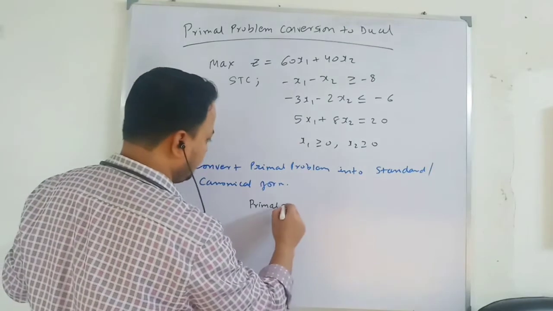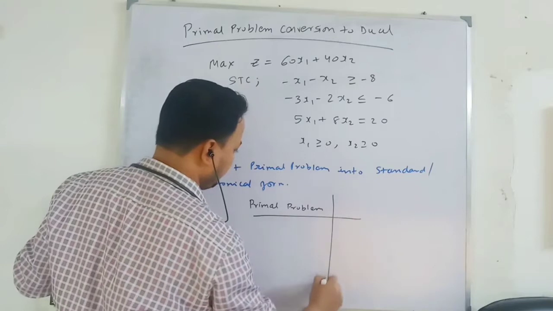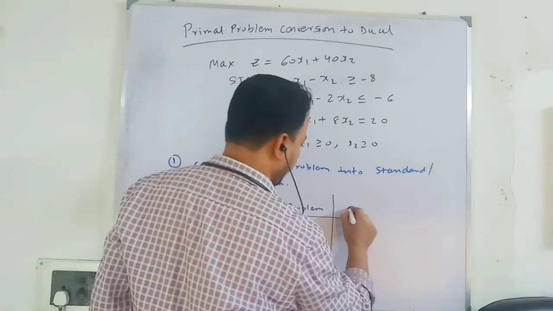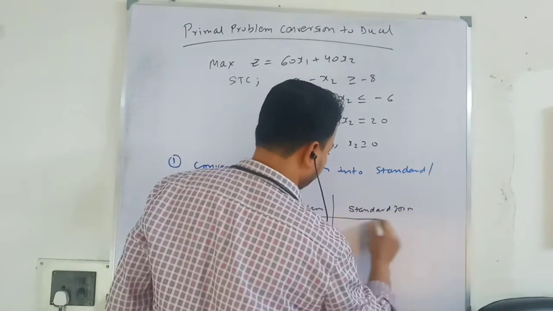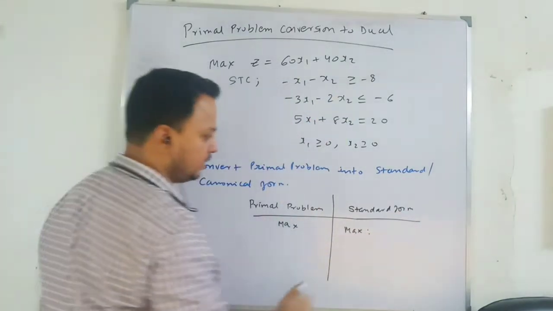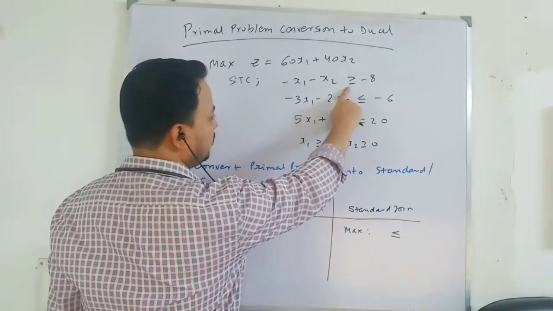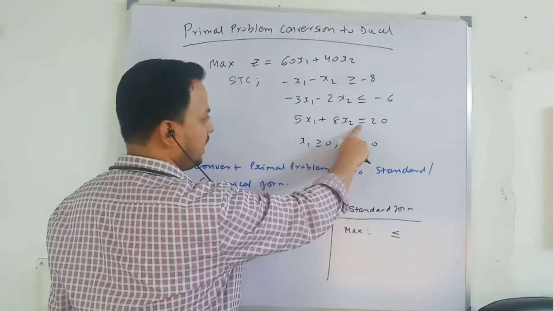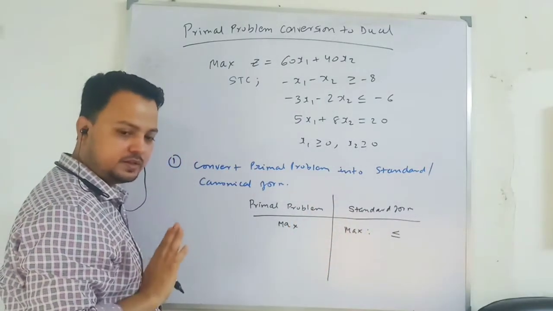So you have a primary problem, say a maximization problem like the above. When you are doing the standard form of maximization, the constraints will have a less than or equal to sign. That means if it is a greater than or equal to sign, I need to change it into less than or equal to sign. If it is an equal to sign, I also need to change it into less than or equal to sign to convert it into standard form. Clear?